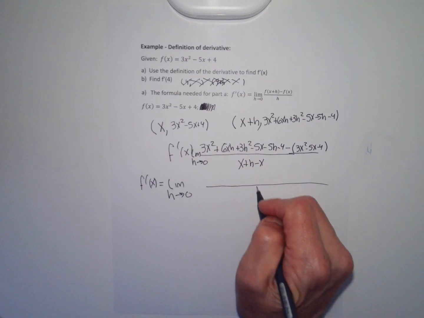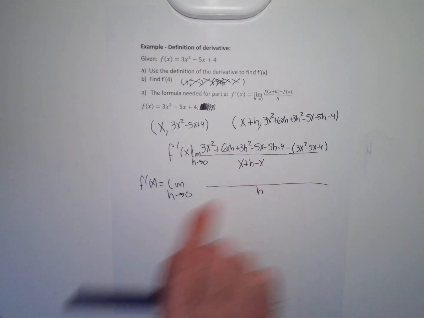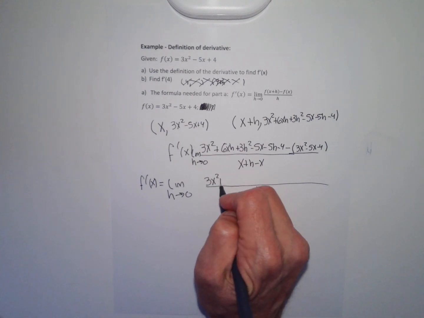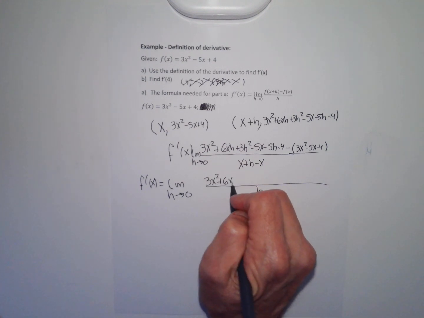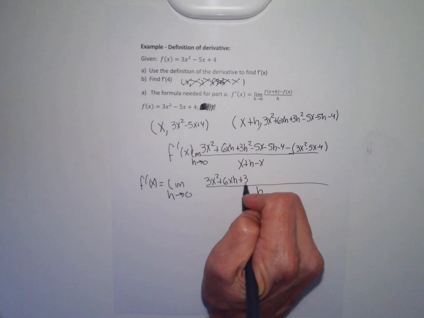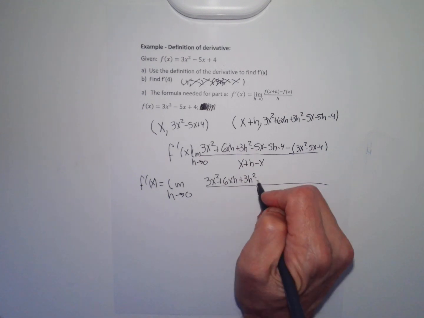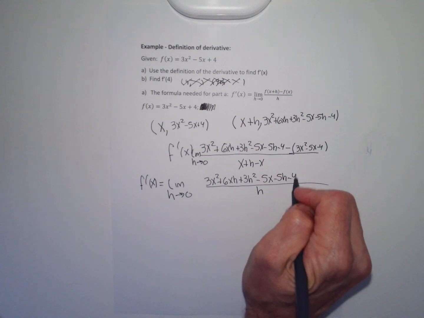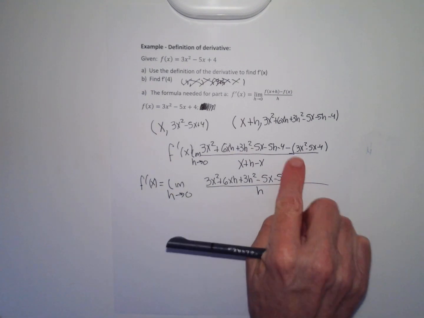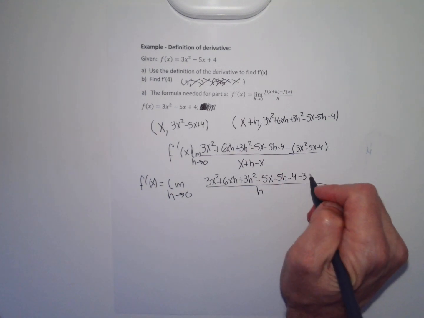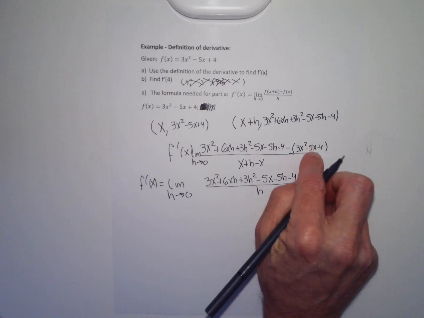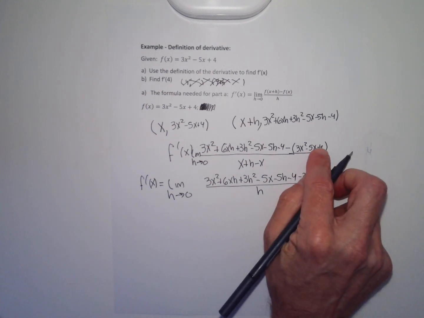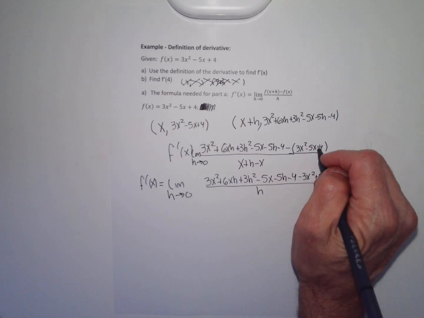The denominator is just going to come out to be h because the x's cancel. The numerator, I'm going to leave the y2, 3x squared plus 6xh plus 3h squared minus 5x minus 5h minus 4. I'm going to clear this parentheses. I'm going to make it minus 3x squared. This minus is going to change that sign to positive 5x. It's going to change that sign from positive 4, which it was.